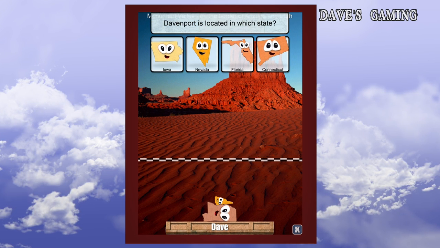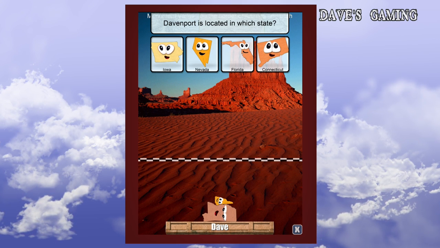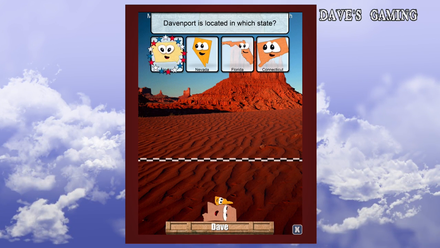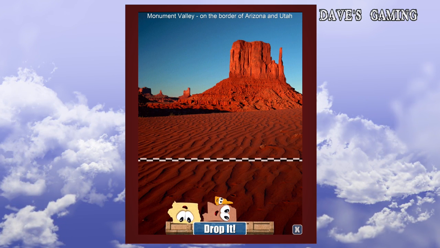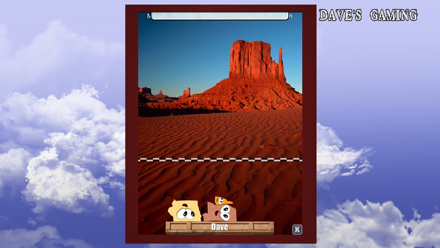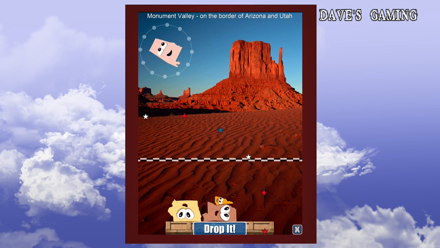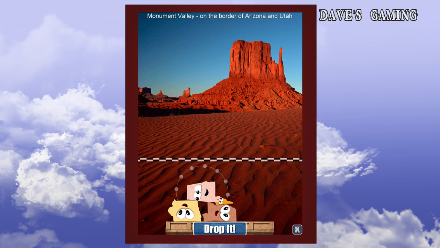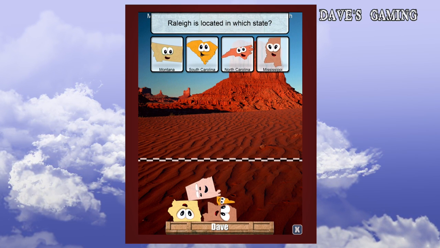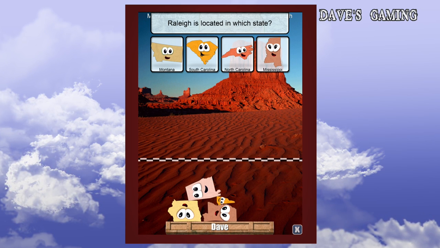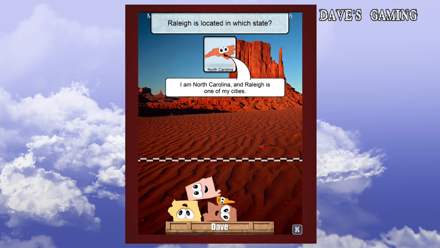All right, goodbye. Davenport is located in which state? Davenport, what's a Davenport? Iowa, Nevada? Iowa, yes. That was right. Let's put him upside down. Birmingham is located in which state? Alabama. That I know. Birmingham, Alabama. Never been there, but I know. That's the capital. Raleigh is located in which state? Oh my god. Oh, Raleigh. Raleigh is South. North Carolina.